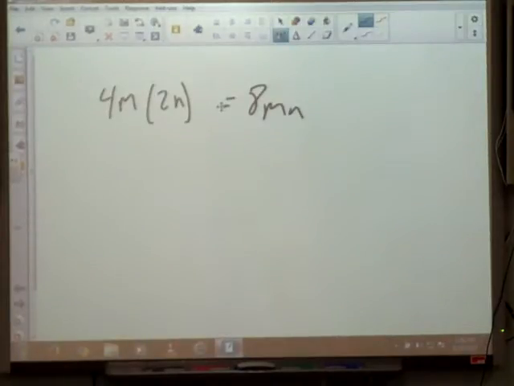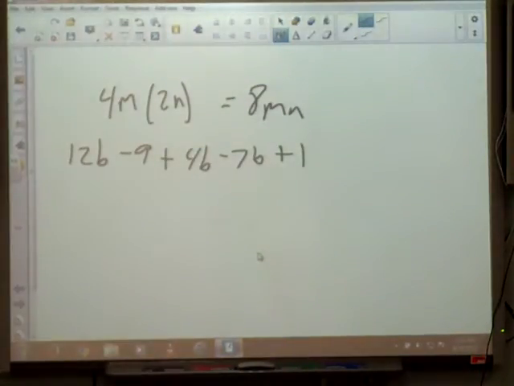Alright, one more and then we'll give you something to do on your own. Let's do 12b minus 9 plus 4b minus 7b plus 1. Those are all b's. Now you could rewrite it and put the b's by each other and the constants by each other. You could, and that's not wrong. If you want to do that, go ahead. I'm just going to find b's down the line as I go. I'm going to go hunting for b's.